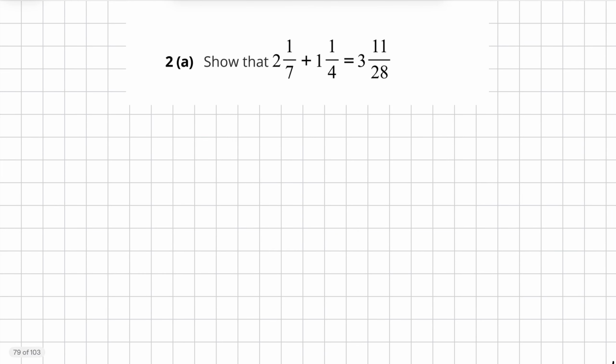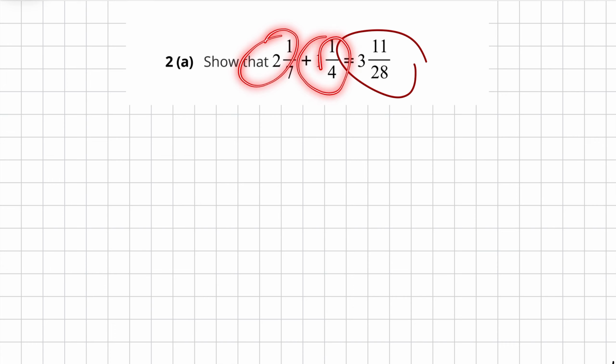Show that this is equal to that. Guys, I'm not going to do this because we already went through it. Try it yourself. We're going to change this into the improper form, and this also into the improper form, and we make the denominator the same, and only then can we add.